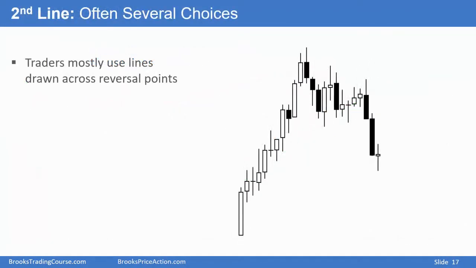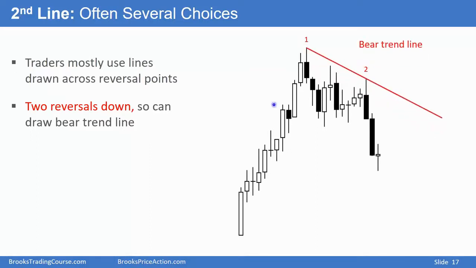Traders are mostly looking for reversals when they draw lines. We reverse down here and we reverse down here. So I could draw a line using these two highs, but then we broke above it, broke above the line, and we reversed down again. So I could draw a new line using this as point 1 and this as point 2. Since the line is sloping down, it's a bear trend line. Therefore, it's a reasonable possibility for a top of a bear channel.